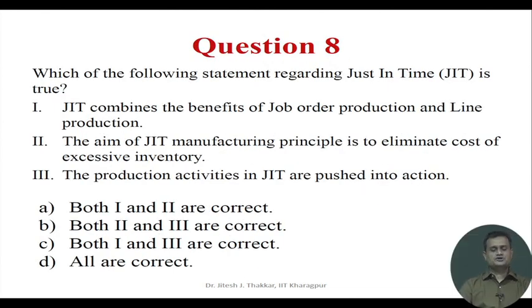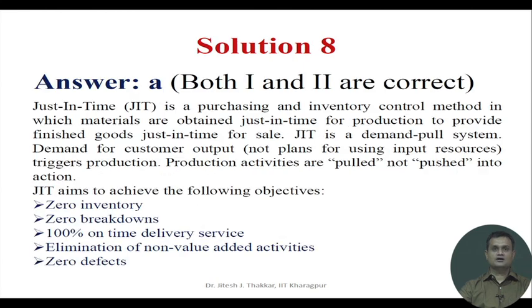Question 8. Which of the following statements regarding just in time is true? First, JIT combines the benefits of job order production and line production. 2. The aim of the JIT manufacturing principle is to eliminate the cost of excessive inventory. 3. The production activities in JIT are pushed into action. So, A, both 1 and 2 are correct, or B, both 2 and 3 are correct, or C, both 1 and 3 are correct, or D, all are correct.